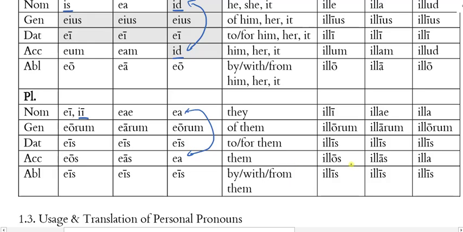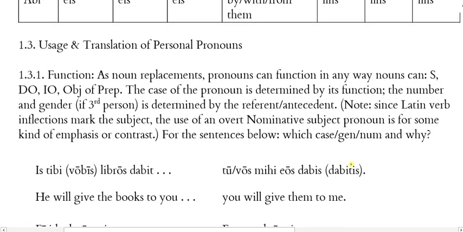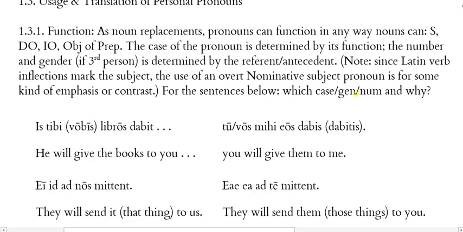All right, good. So let's just talk about usage and translation of these personal pronouns. We've looked at the forms. Let's look at the function now. As noun replacements, pronouns can function in any way that nouns can. So they can be subjects, direct objects, indirect objects, objects of the preposition. I can say, he went to the store, subject. The monster killed him, direct object. I gave him the pencil, indirect object. I'm doing this for him, object of the preposition. Pronouns can do all of those things.